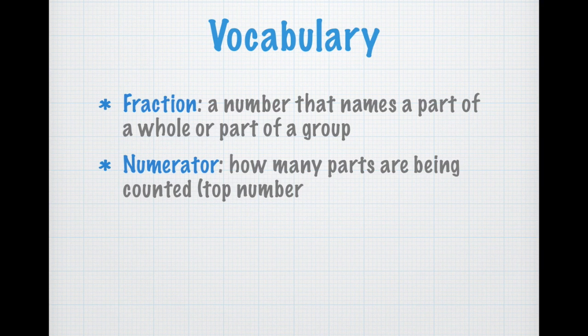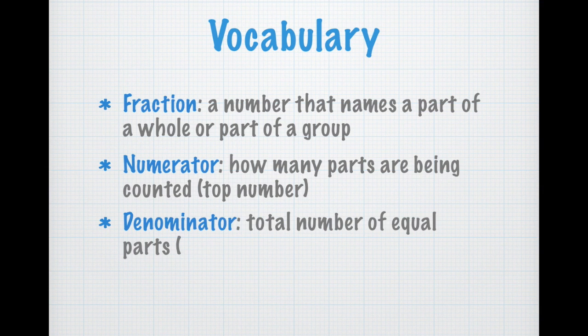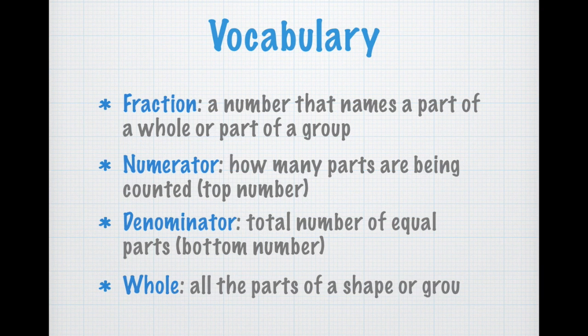Our numerator tells us how many parts are being counted. It's the top number. It'll either be the part that's shaded or the color that you're talking about or whatever the question's asking you. And our denominator is the total number of equal parts. So all of the pieces that make up the whole, and it's our bottom number. And a whole means all the parts of the shape or group, when you have everything that should be included, like you didn't take anything away.